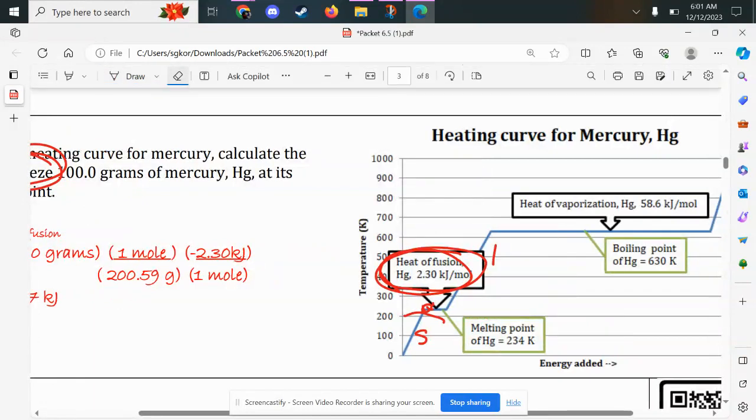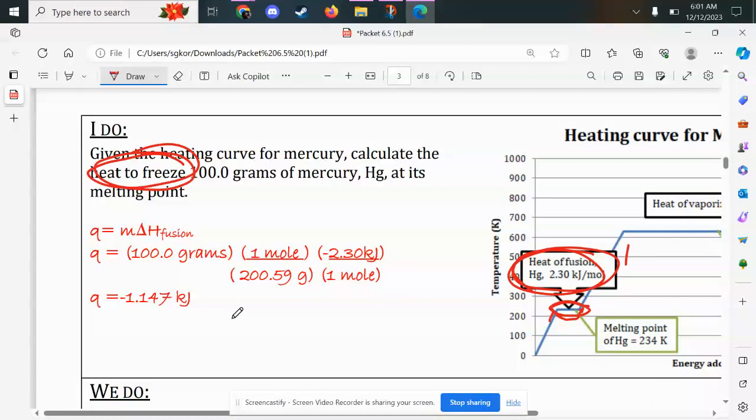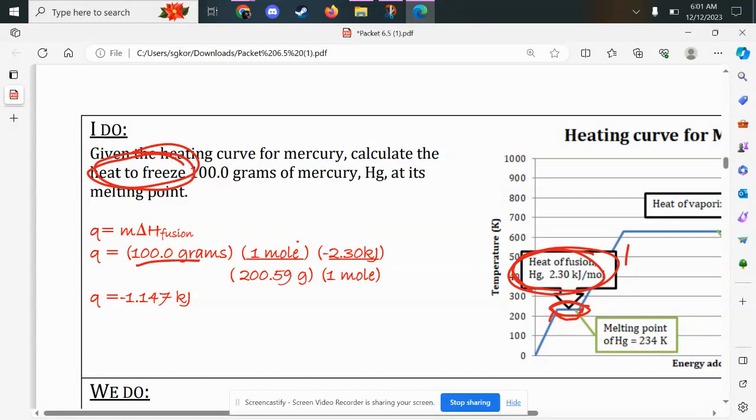So you're already at the melting point and they want to know how much energy is it going to take to freeze it. So they're only looking for the energy change from this point. So we can use the delta H value of fusion here. And now it's simply a stoich problem, kilojoules per mole. So we can turn grams to moles. So grams and grams cancel out.